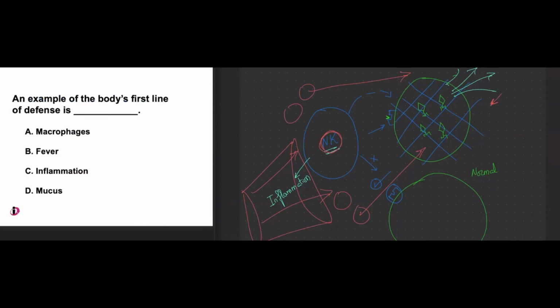So moving on here. What do you think of this question? An example of the body's first line of defense is going to be macrophages, fever, inflammation, mucus. Mucus, exactly, mucus. Remember, the surface barriers are going to be your first line of defense. First line of defense includes your skin and mucous membranes, and the mucus is one of the most important ways by which the mucous membrane is going to be limiting the invasion of the deeper tissues.